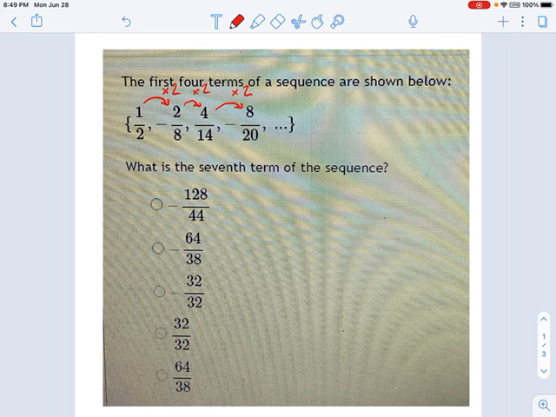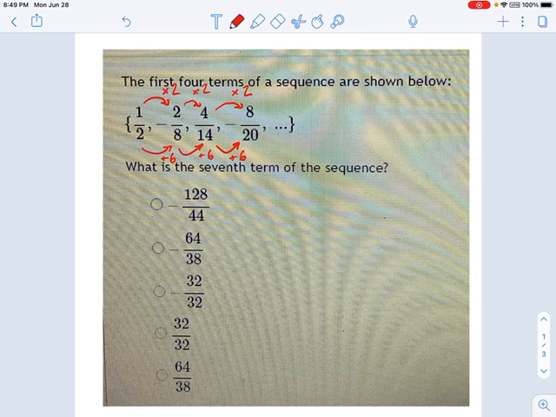Now on the bottom, what's happening? I go from 2 to 8 to 14 to 20. Okay, so I think I'm adding 6 each time. 2 plus 6 equals 8. 8 plus 6 equals 14. And 14 plus 6 equals 20. And that's almost all of it. I haven't quite got everything here.